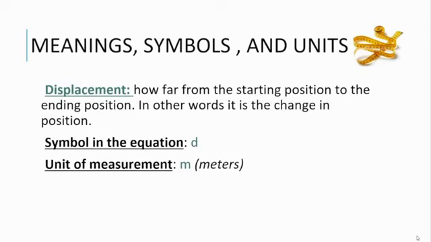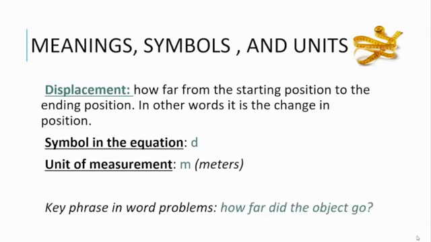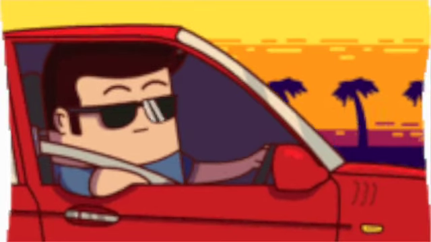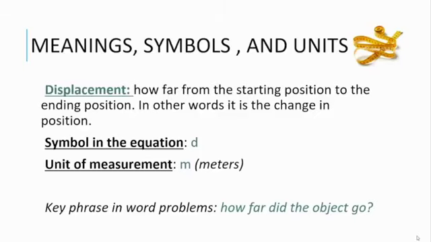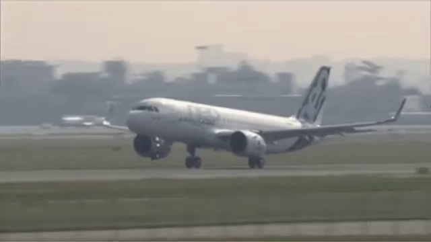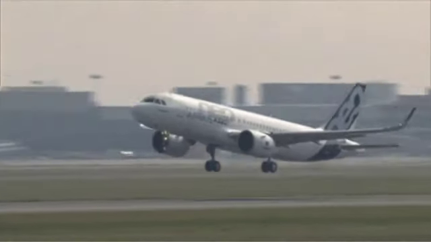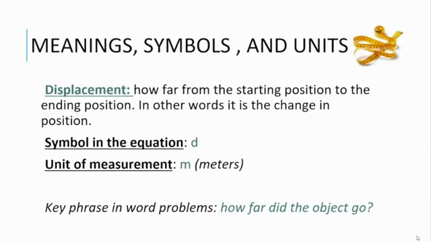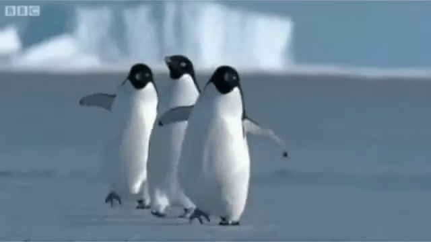The last thing we want to know about displacement is how to realize when a question is asking us for displacement. And a key word or phrase that we're going to look for is how far did that object go? So for instance, if I asked how far did Mr. Weiss drive to school, I'm asking about his displacement. Another example might be, how far did the plane travel on the runway? Or, how far did the kid walk to school?